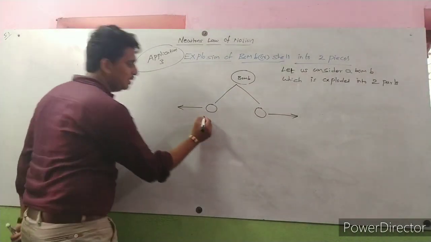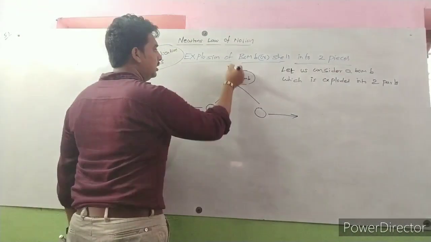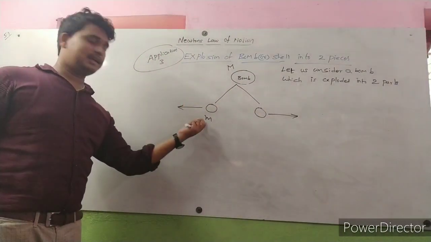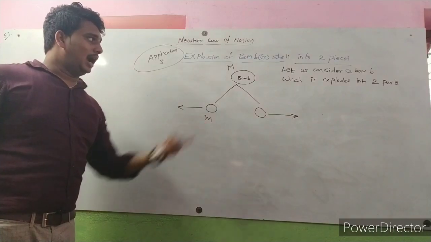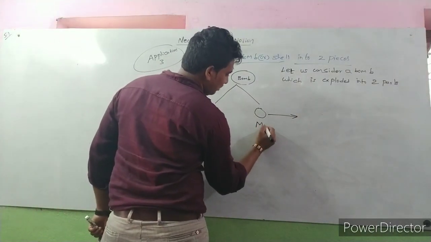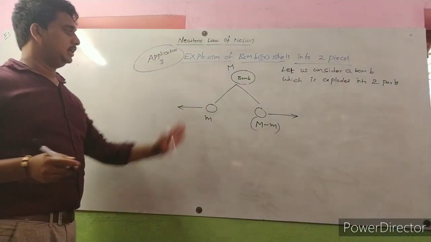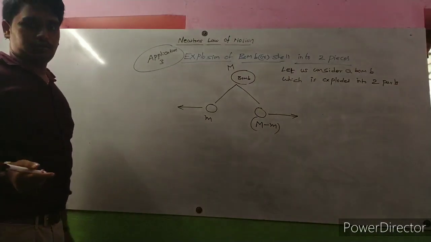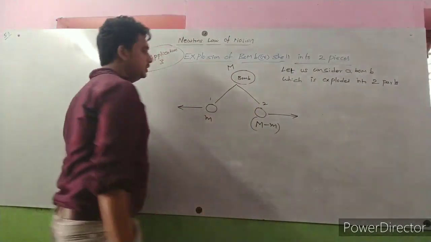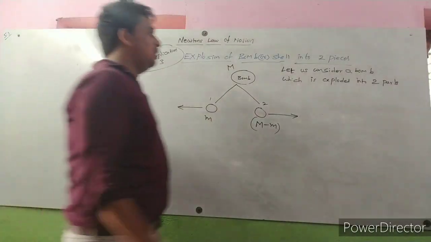So part 1 having mass I will consider as small m. Definitely this is a bomb of mass capital M. It explodes into 2 parts. One part having mass small m and another part having mass capital M minus small m. This is part 1, this is part 2.